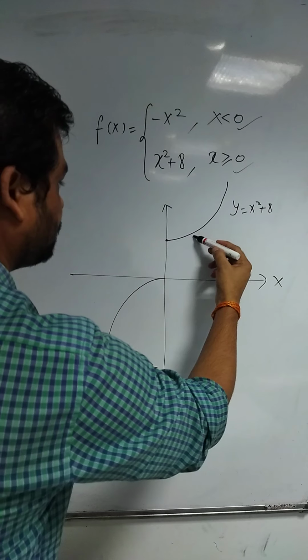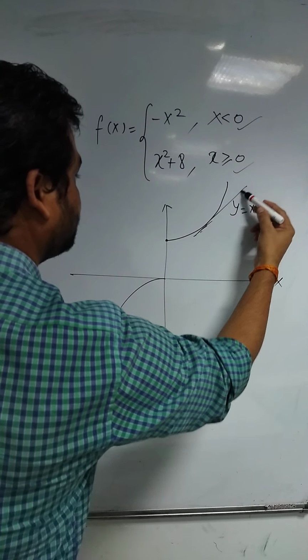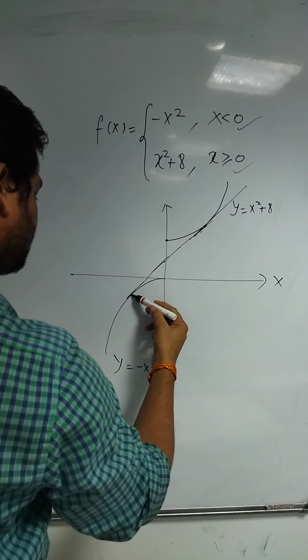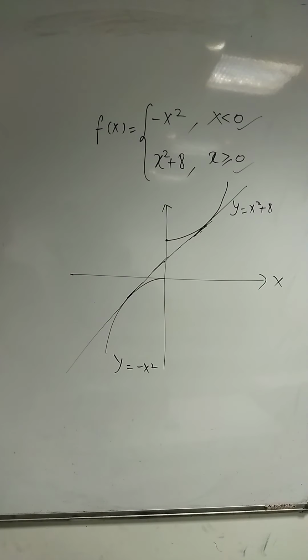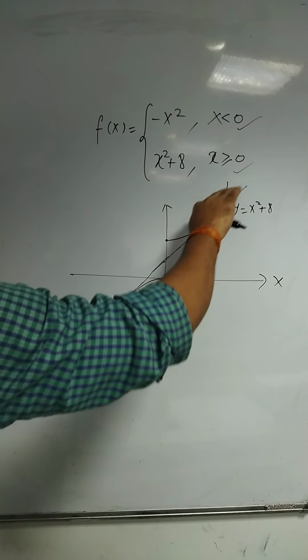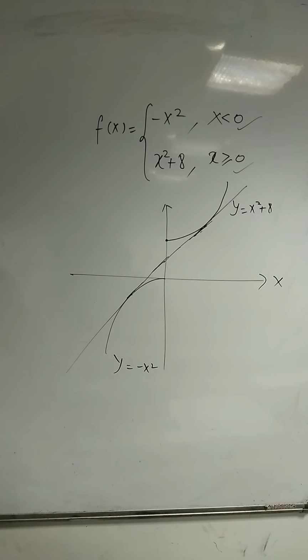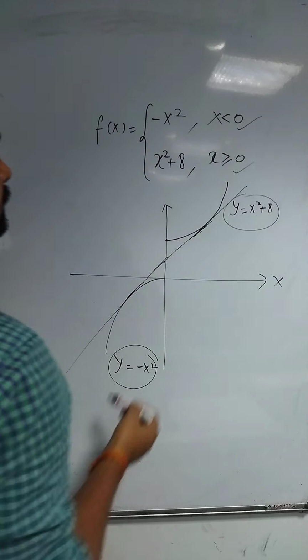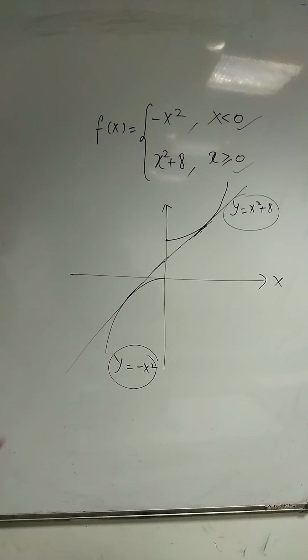Okay. So you have to draw a line which is tangent to both the branches. You have to find the equation of this line. This is a tangent to both the curves. This and this. From the graph it is clear that the slope of this line is positive.